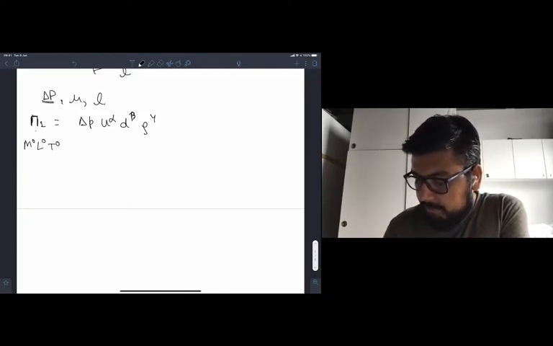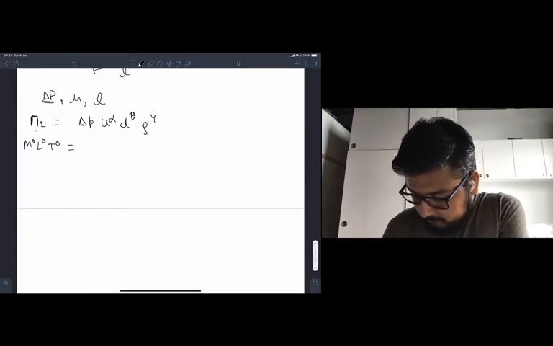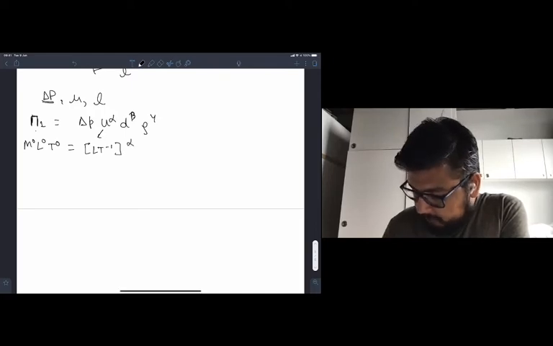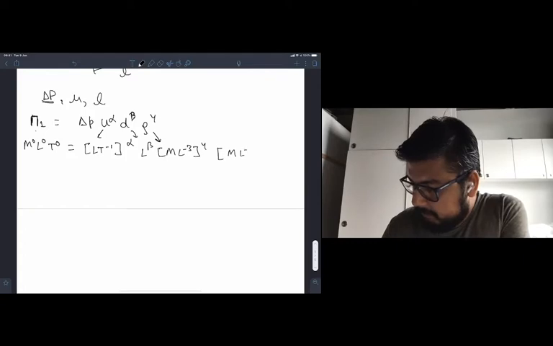So pi has to be dimensionless. And so for u, I have length per unit time. For d, I simply have length. And for rho, I have mass per unit length cubed. And of course, pressure is nothing but mass per unit length per unit time squared.